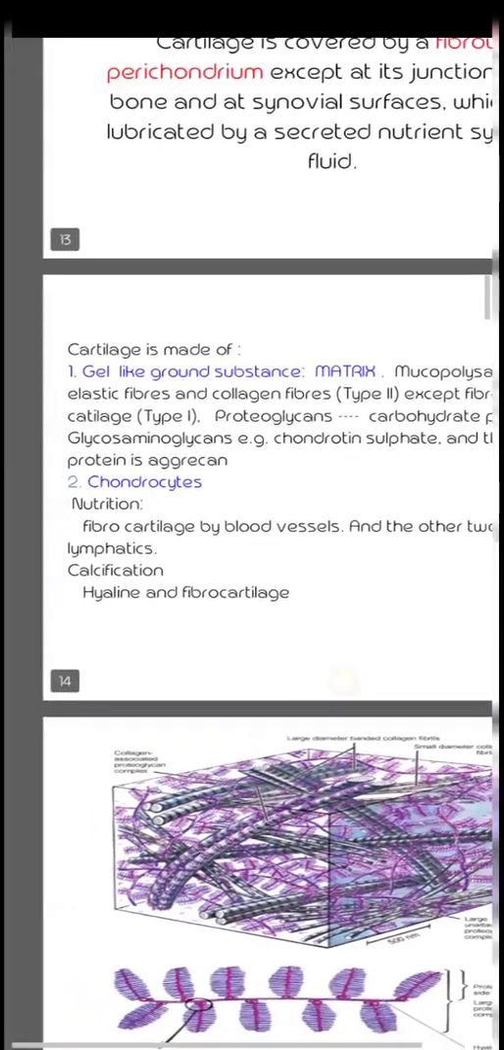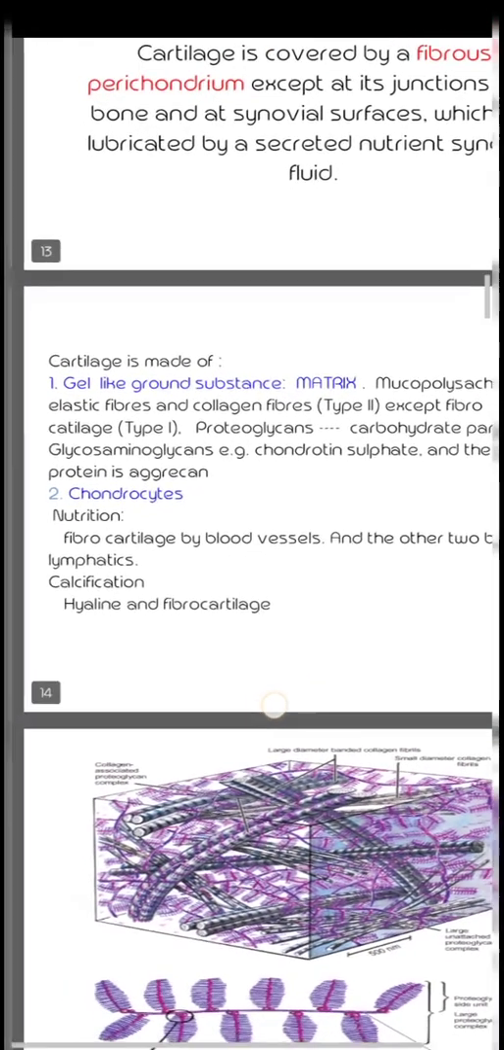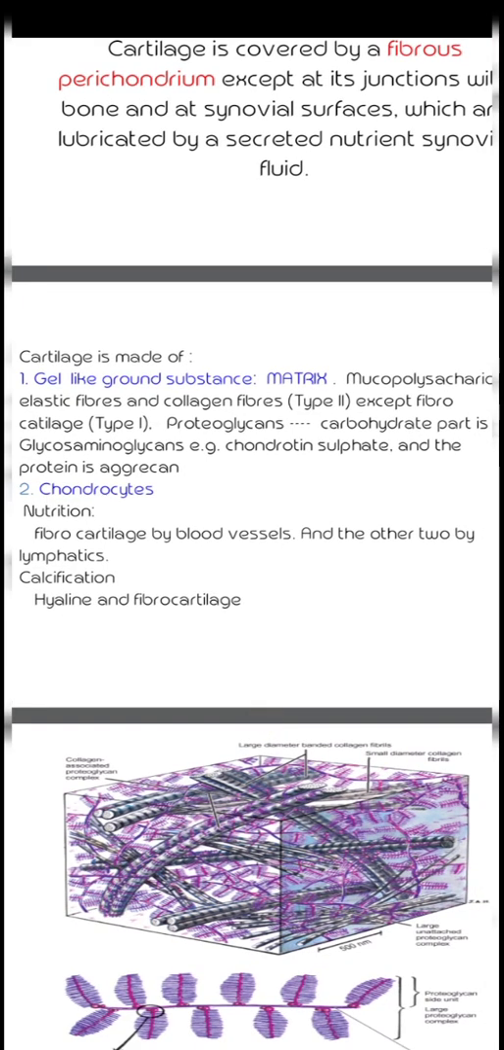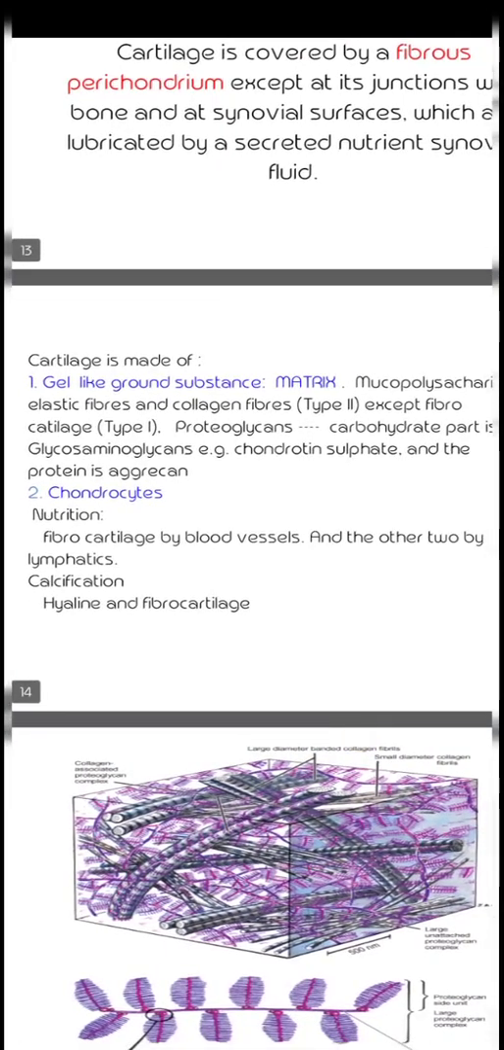Okay, so collagen fibers type 2 are present mostly in cartilage except fibrocartilage. Fibrocartilage is very hard type of cartilage, so that contains type 1 collagen. Just like bone, it is hard in its consistency. It also contains proteoglycans.